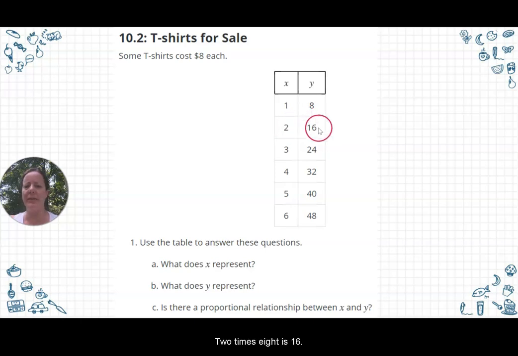2 times 8 is 16. 3 times 8 is 24. 4 times 8 is 32. 5 times 8 is 40. And 6 times 8 is 48. So our constant of proportionality is 8. Okay, that means that for every t-shirt that I buy, I'm going to pay $8.